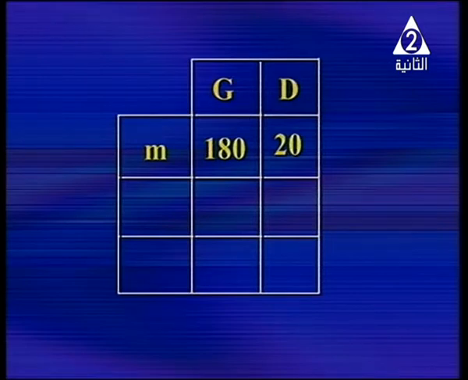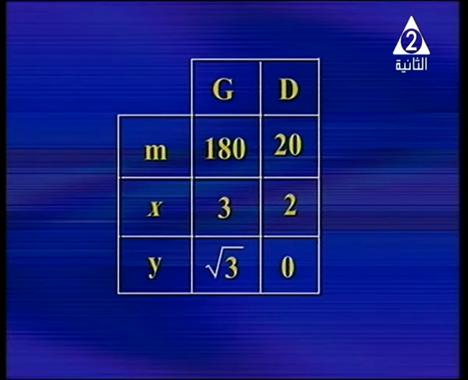What is the x coordinate? At G it is 3 and at D it is 2. What is the y coordinate? At G it is root 3, but at D it is 0.